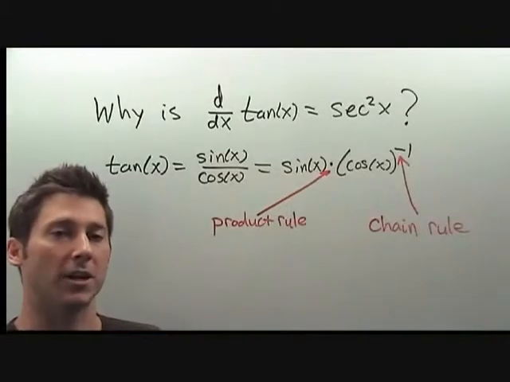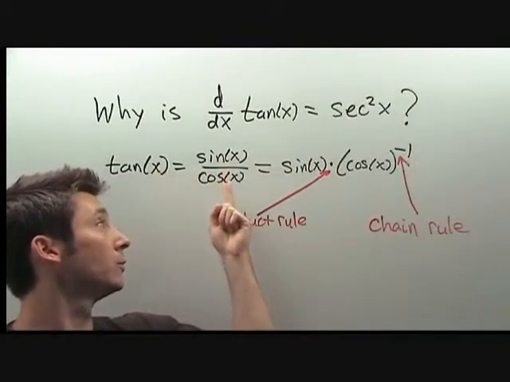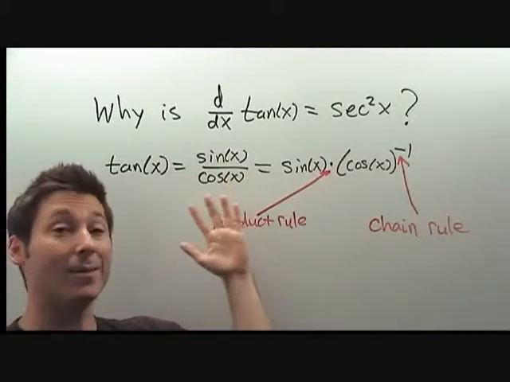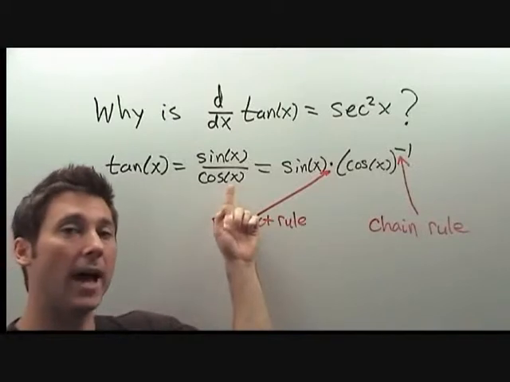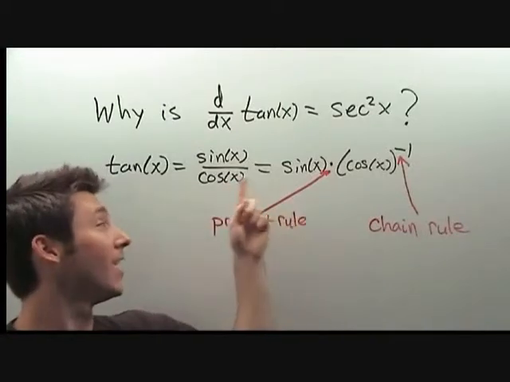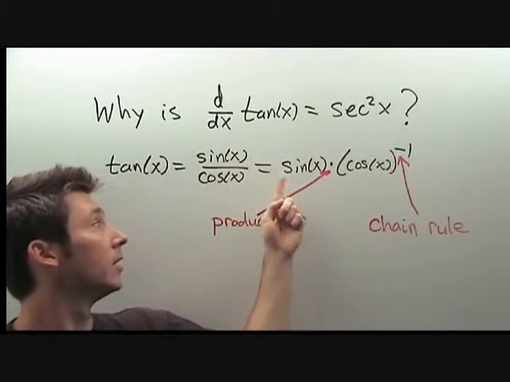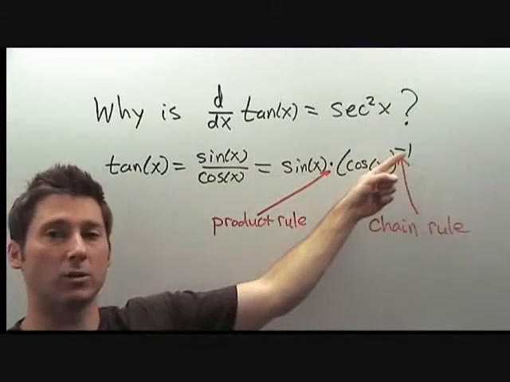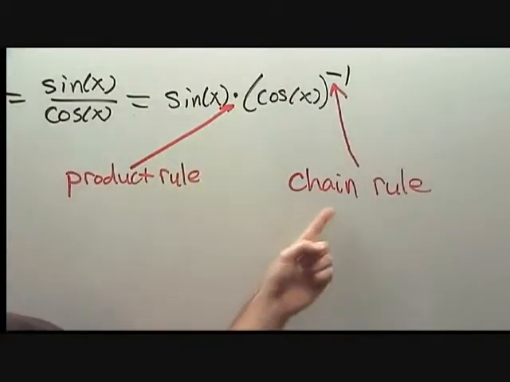The first step to understanding this differentiation is to rewrite tangent in terms of more basic functions for which you know the rules. Namely, tangent is sine divided by cosine. Now let's go one step further and rewrite this as a product. We have sine times cosine raised to the minus 1. We have a product rule and we have a chain rule.